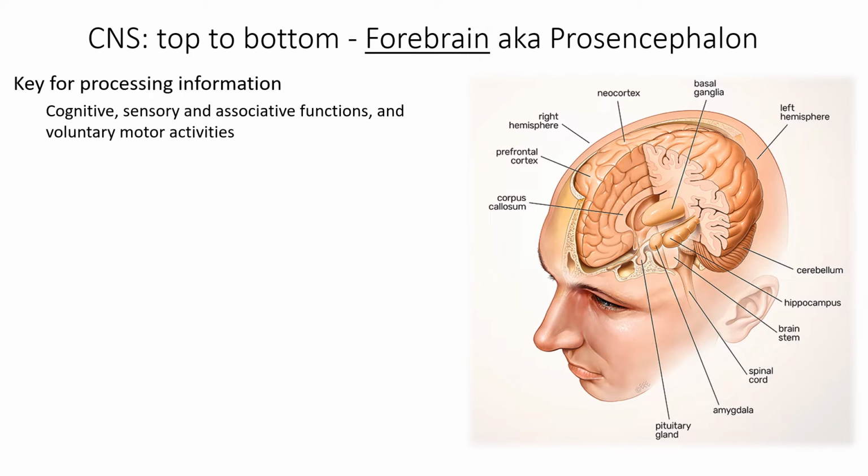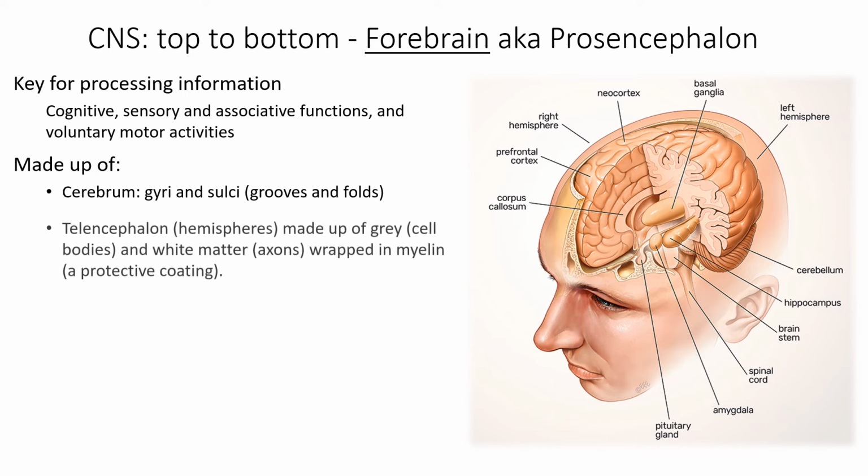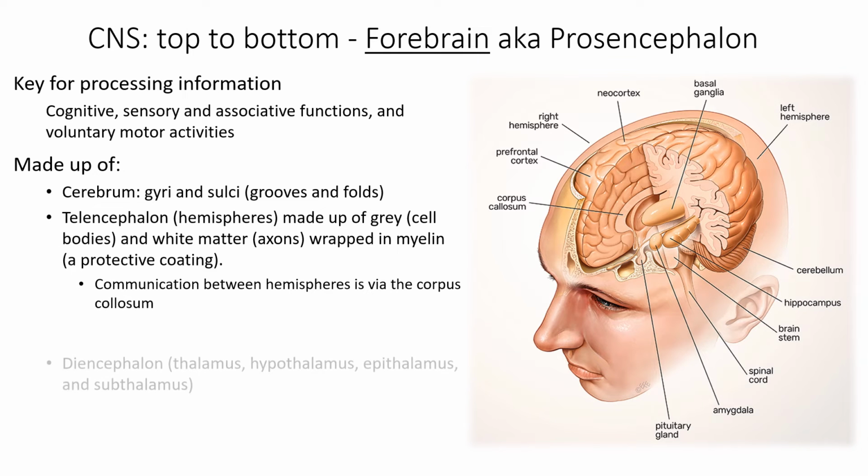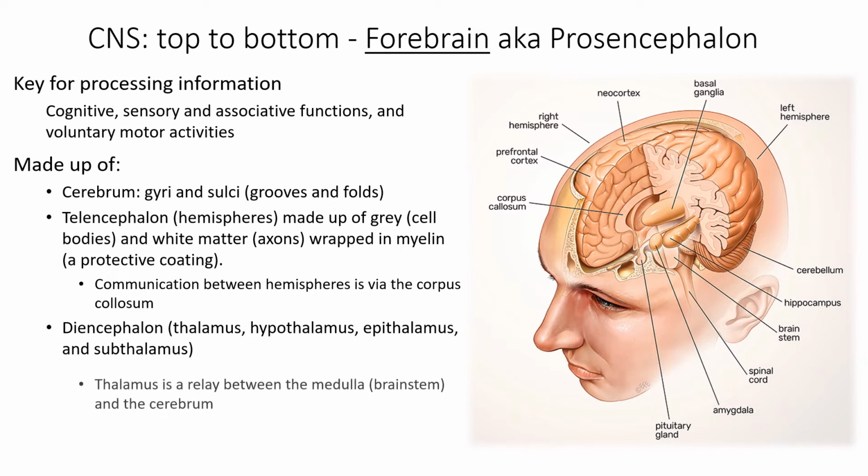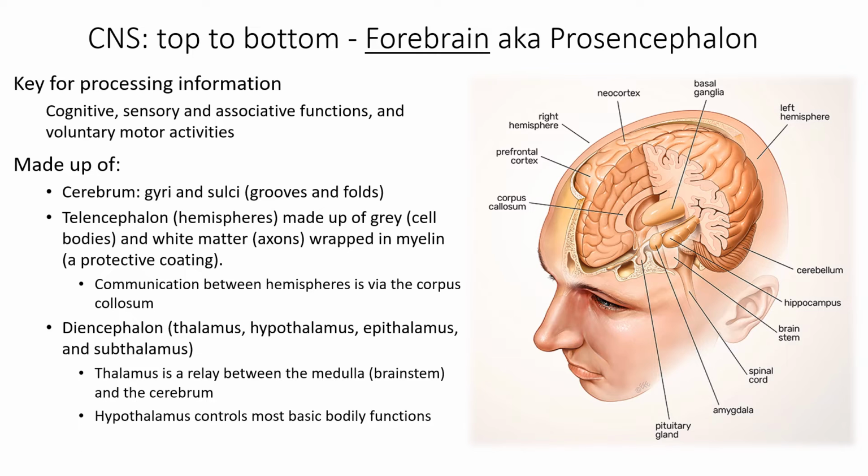It's related to cognitive, sensory, and associative functions, and also voluntary motor activities. It is made up of the cerebrum, which is the grooves and folds that most of us think of when we visualize a brain. And the purpose of these grooves and folds is to increase area, which increases function. So if you look at a brain of a monkey or a rat, it is less folded than a human brain. The higher up on the intelligence scale, the more grooves and folds there are.